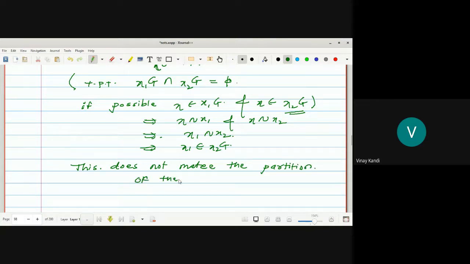Log E set is the contradiction. Why do we get this contradiction? Because we assumed something wrong. X1 belongs to X1G, X belongs to X2G.